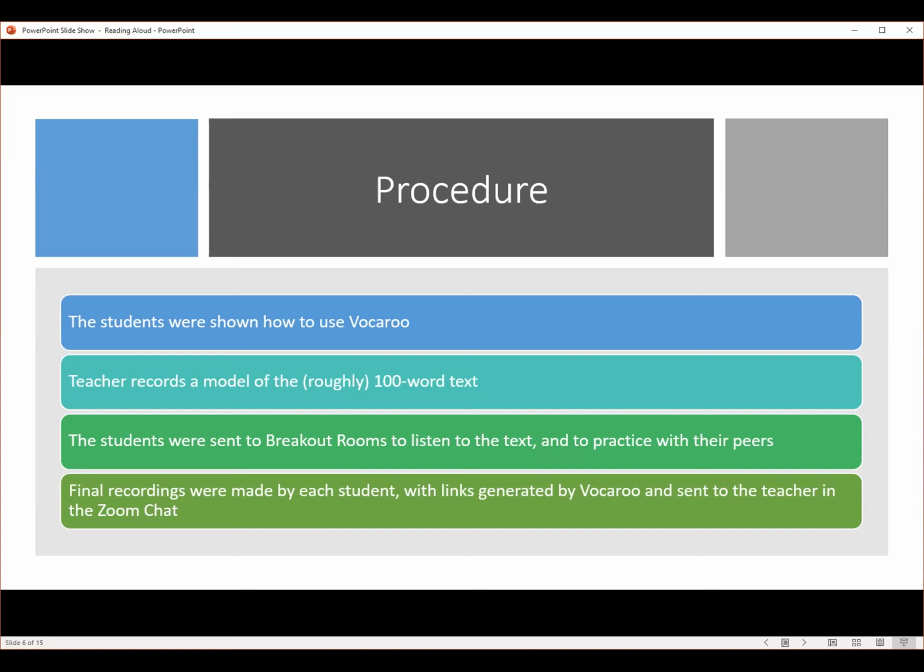And then they would have the opportunity to record their own version of that text. So they had a model, they had a period where they could practice and receive peer support, and then they had their recordings. The final recordings were then made by each student. And when we came back to the main room, I asked them each to send me the link in the chat. And they did, to their credit. They all did a pretty good job of doing that.